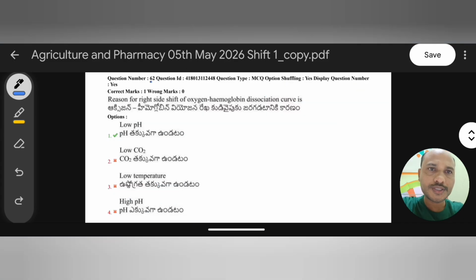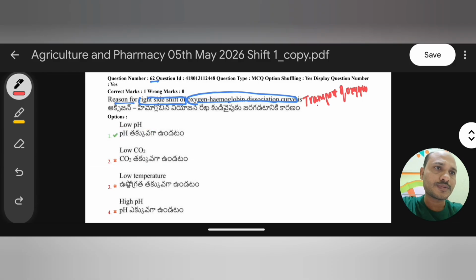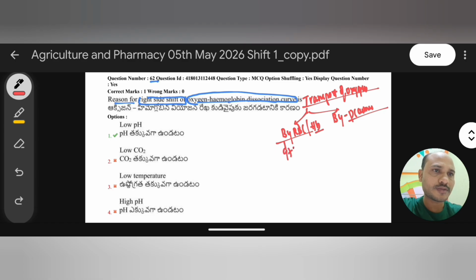Next one, question 62. We have to find out the reason for the right side shift of the oxygen dissociation curve. This question is framed from transport of oxygen. Oxygen is mainly transported by two important structures: by RBC, where hemoglobin plays an important role in transporting oxygen, and by plasma. 97% of oxygen is transported by RBC, and only 3% is transported by plasma in dissolved form.